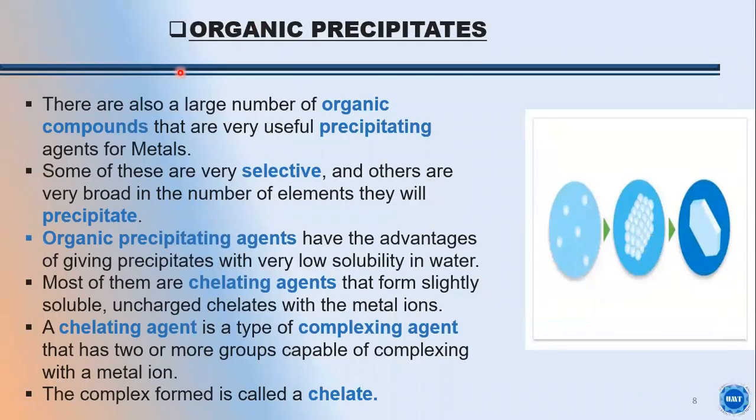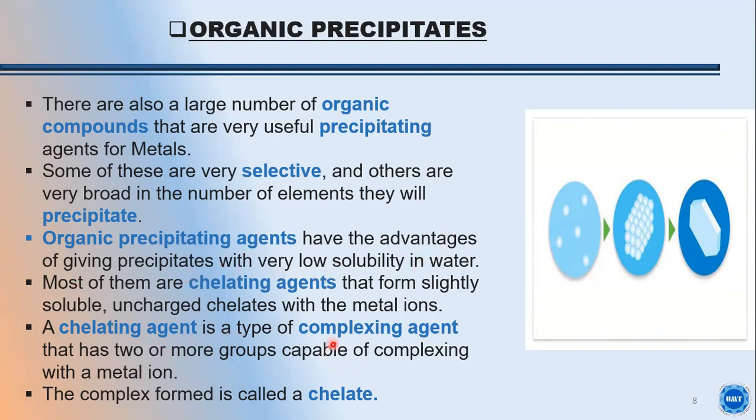Now, what are organic precipitates? There are also a large number of organic compounds that are very useful as precipitating agents for metals. Some are very selective, and there are a number of elements which will produce precipitate. Organic precipitating agents have the advantage of giving precipitates with a very low solubility in water.